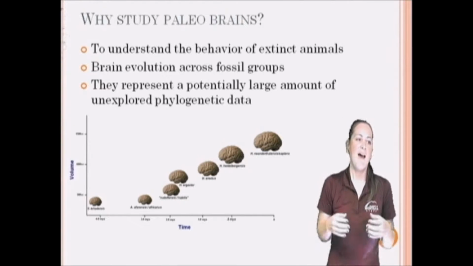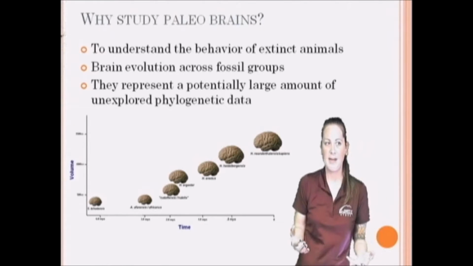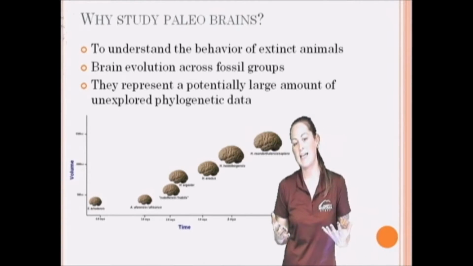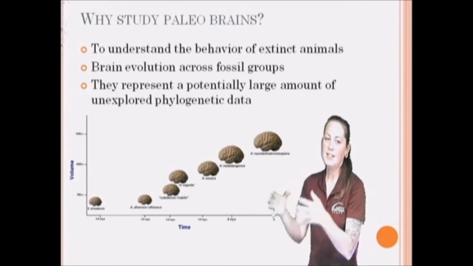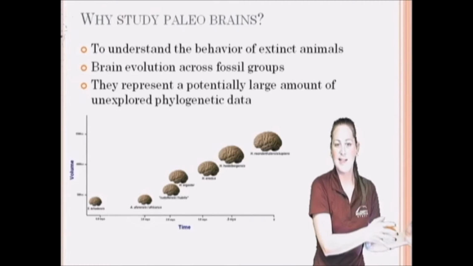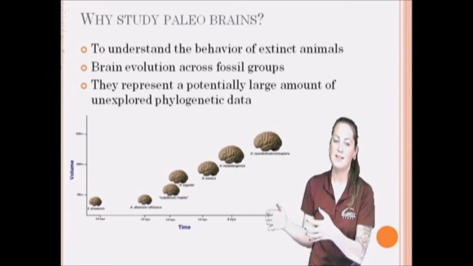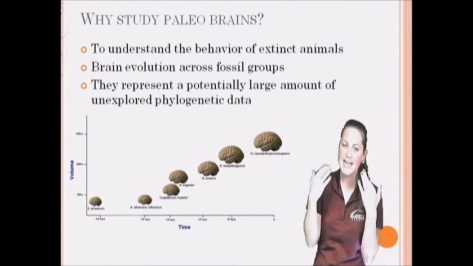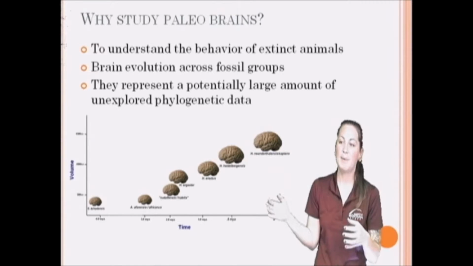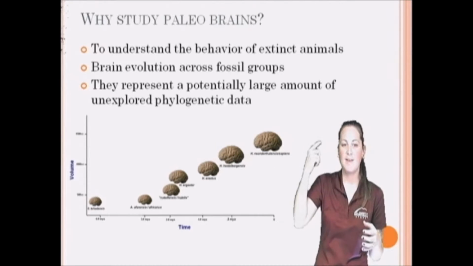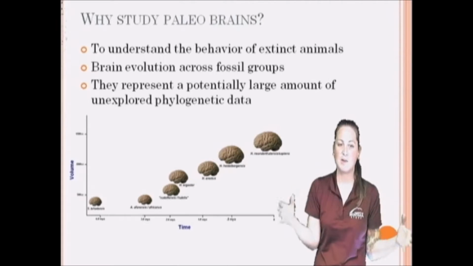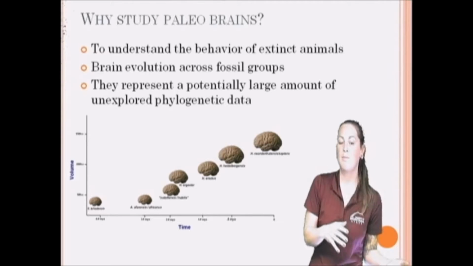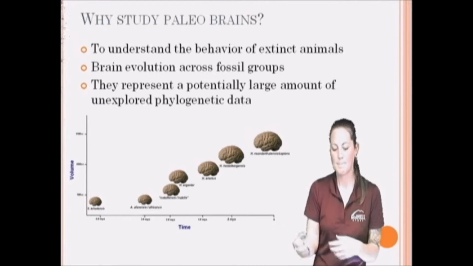And then the other way we can use these paleo brains is that they represent a potentially large amount of unexplored phylogenetic data. Usually when we're trying to group animals by likeness, or I guess unlikeness, we look at their body fossils, so bones and teeth, to group them by similarities. But we can also use the brain, the endocast, to look at the change over time and to see if something might not look very similar, but their brains are very, very similar.